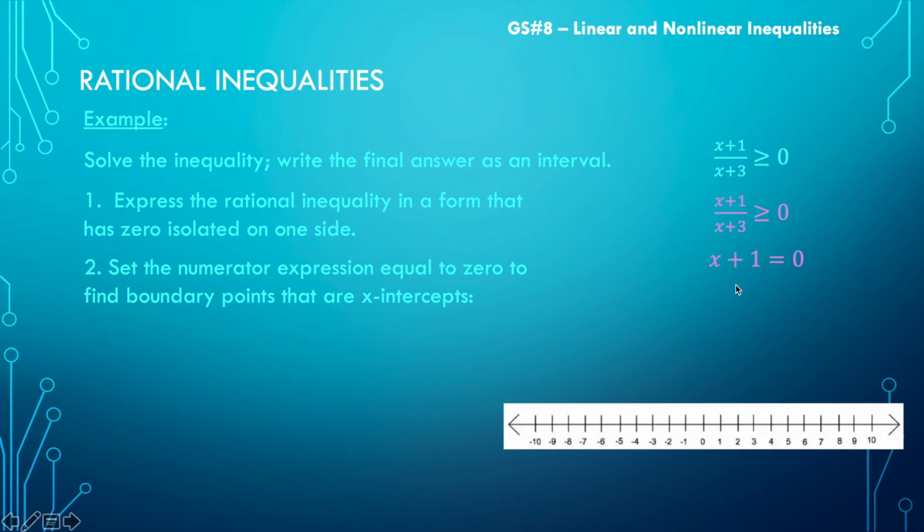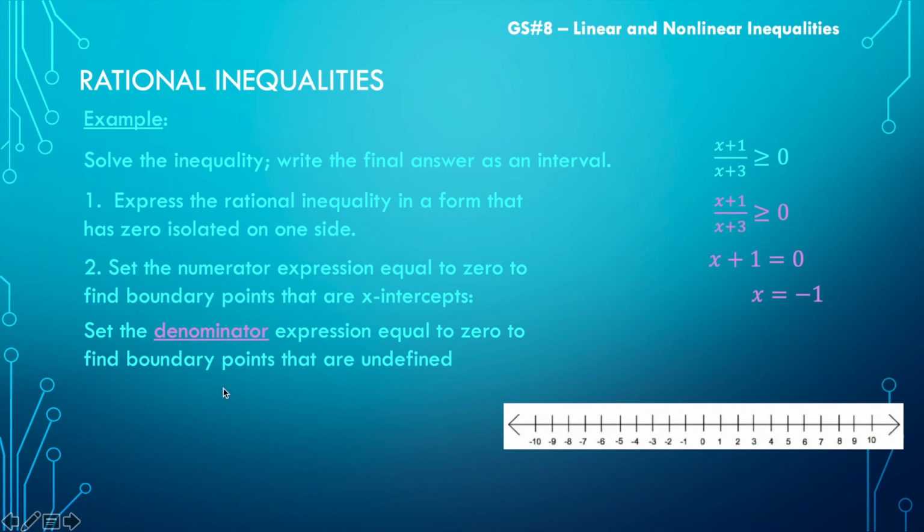Define boundary points that are x-intercepts, so x is equal to negative 1. And then we do the same thing for the denominator expression. And this is where we've got to be careful because that denominator cannot equal 0. So if I set that denominator equal to 0 and solve, we say x is equal to negative 3.